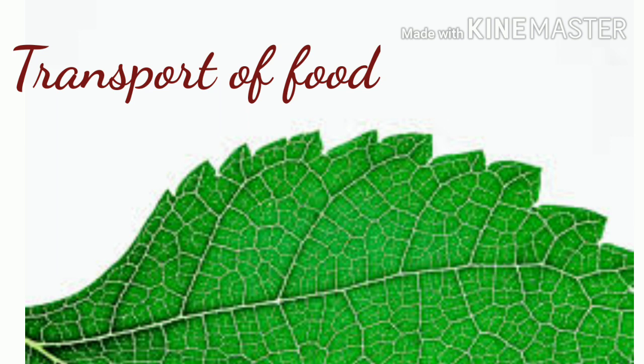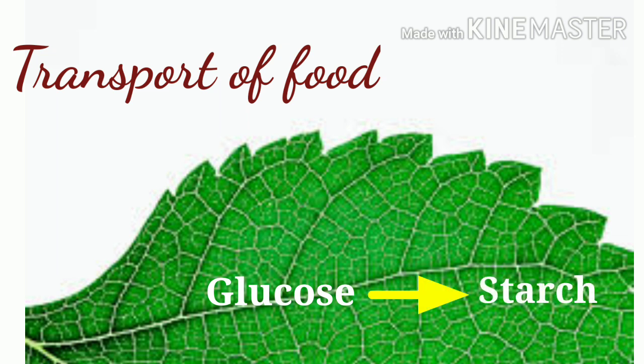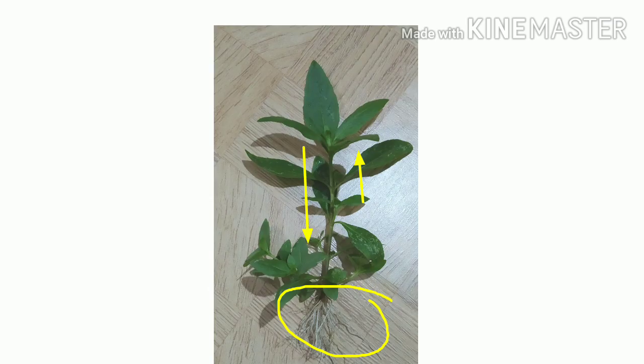You know that during photosynthesis, the plants produce their own food as glucose, which is stored in the form of starch. This starch is transported in the form of sucrose solution through the phloem upwards and downwards to all parts of the plant, including its roots. This is also called translocation of solutes or food.